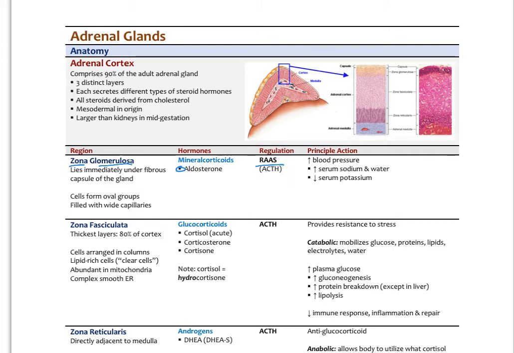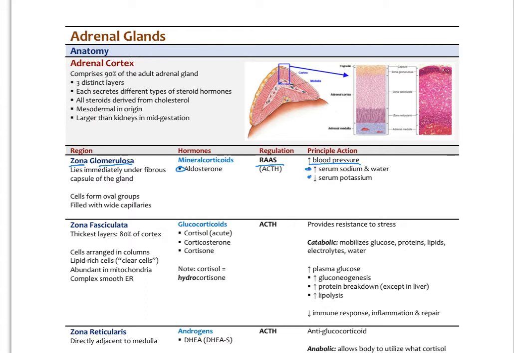One effect is to release aldosterone from the adrenal cortex. Another is to vasoconstrict arterioles to increase blood pressure. And then the third is to activate the sympathetic nervous system. So all these actions combine to increase blood pressure, increase serum sodium and then water retention, and decrease serum potassium.